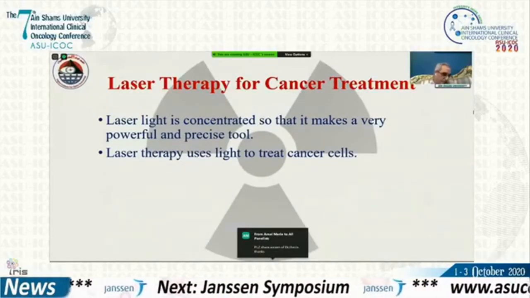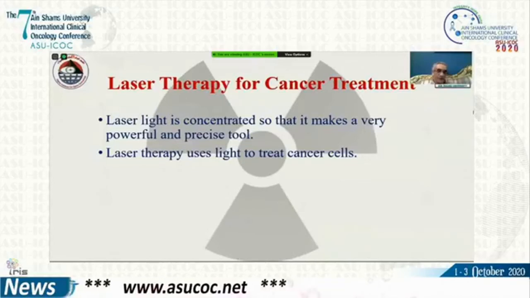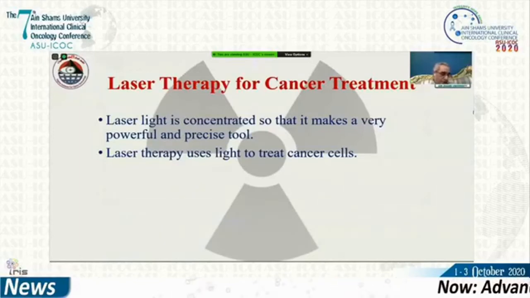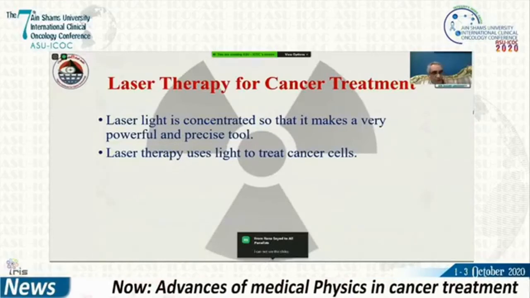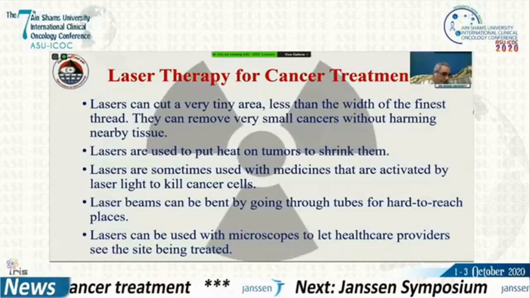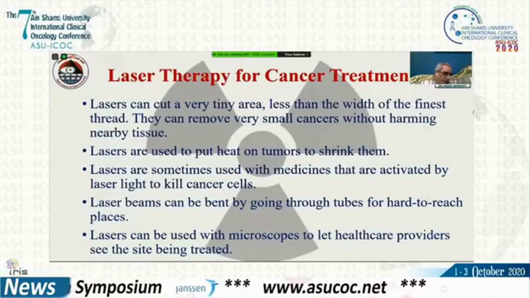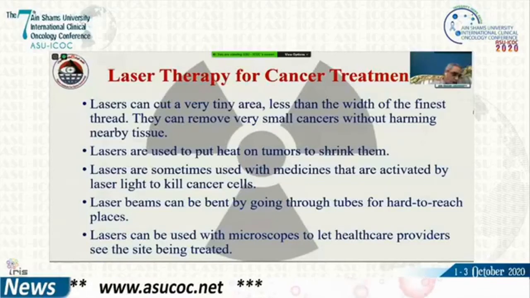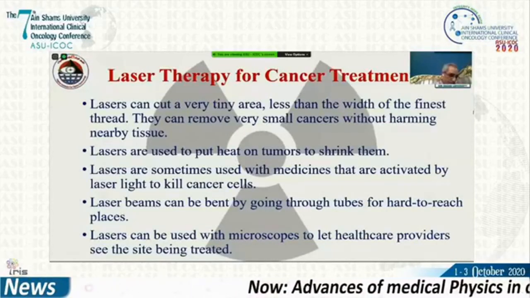According to the above described properties of laser light, laser therapy uses light to treat cancer cells because it is concentrated, so it makes a very powerful and precise tool. In laser therapy of cancer, laser can cut a very tiny area, less than the width of the finest thread. They can remove very small cancers without harming nearby tissues.